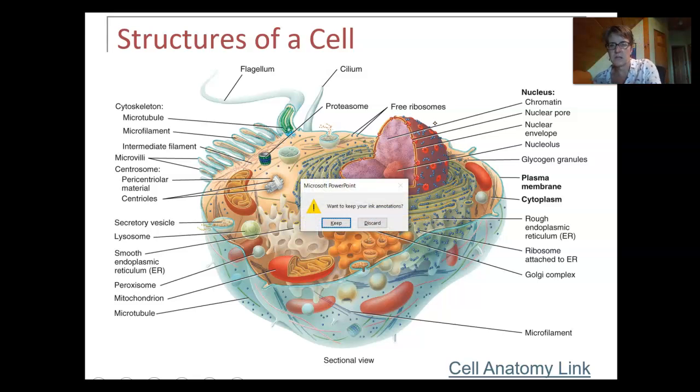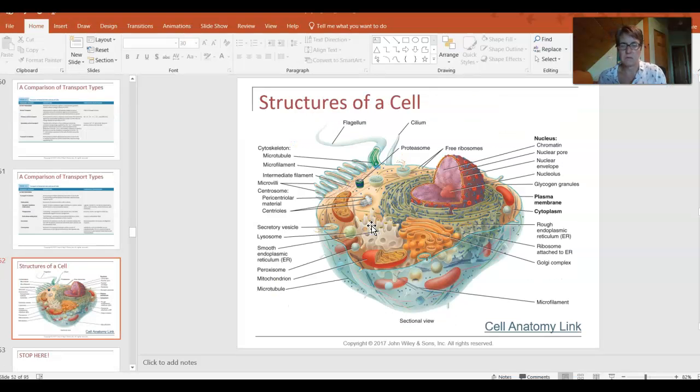What if I hit escape? What's going to happen? I want to keep those.